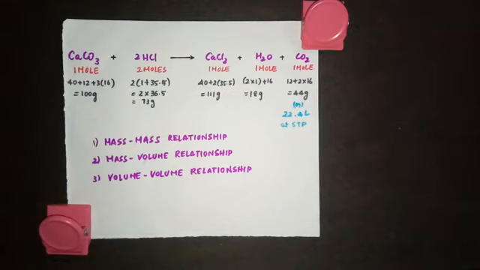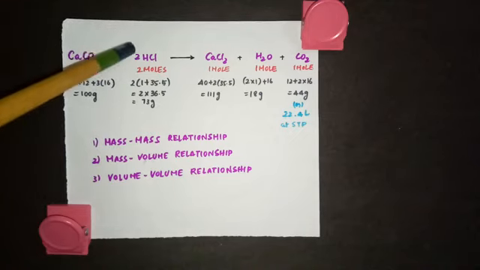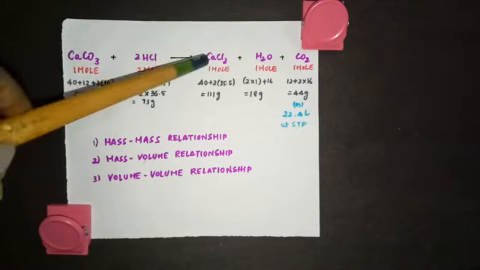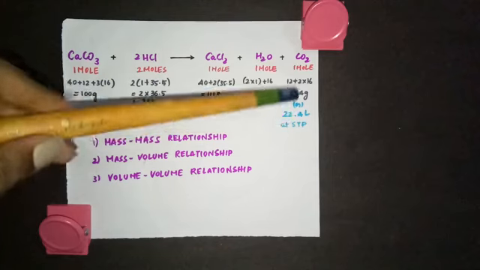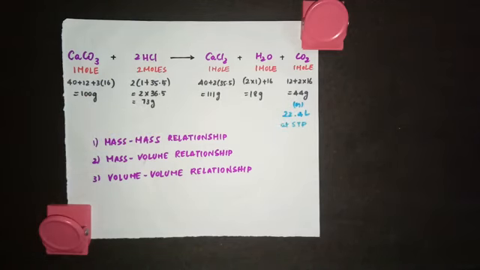So according to this equation, 100 gram of calcium carbonate combines with 73 gram of HCl to give you 111 gram of calcium chloride, 18 gram of water and 44 gram of carbon dioxide. So as per this equation, these are the masses of reactants and the products.